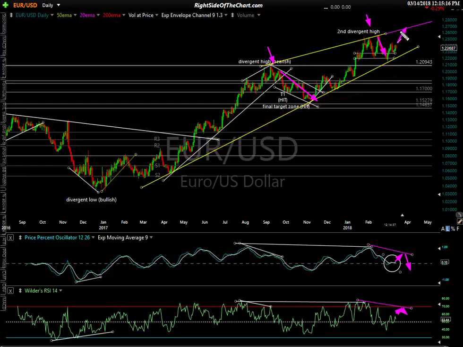And if we make a new high in the euro US dollar pair, as I've drawn here with these purple lines, it'll almost certainly be a divergent high if it happens relatively soon. And that might be one place to put on a short for the euro, or go long the dollar.